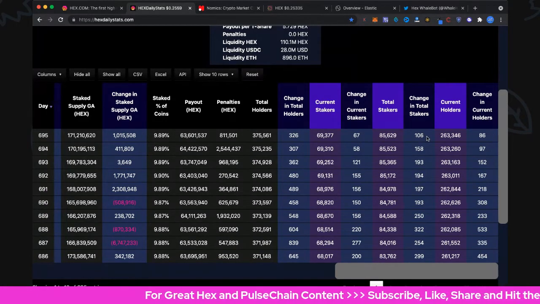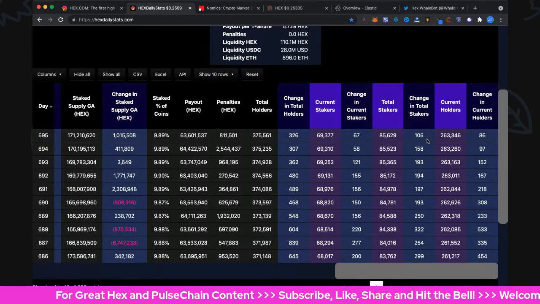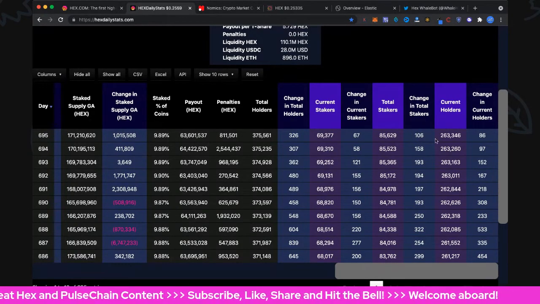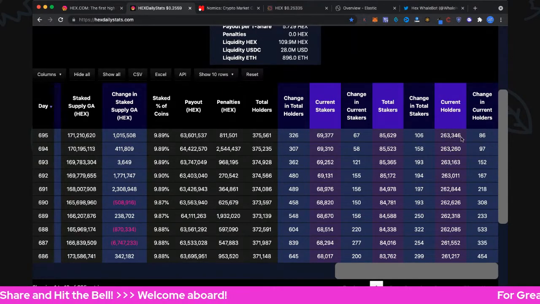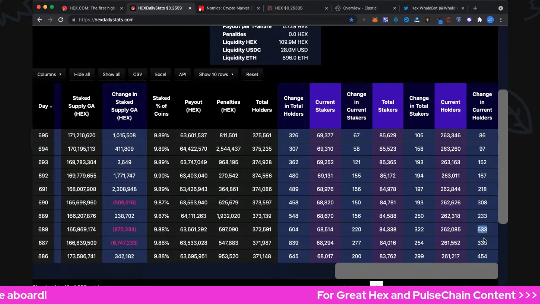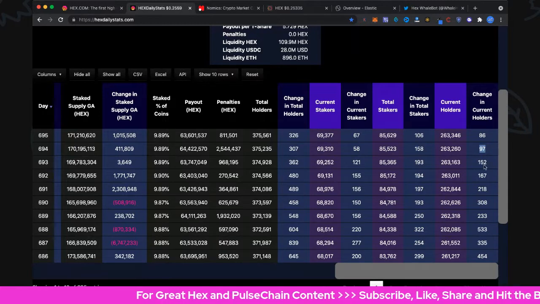All right, so change in total stakers, 85,629, up 106. And also a soft day today. But still growing, that's the key, right? Change in current holders, 86, and 263,346. So there we are. You can see some of our high numbers, 500 back here 8 days ago, and now we're down here at 69. So we are getting a little bit of weakness.